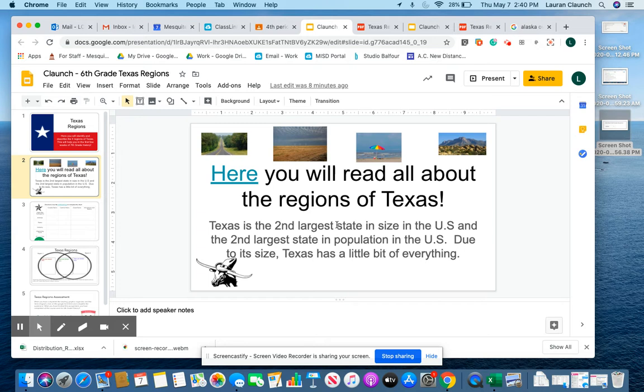So, due to the size of Texas and how big we are, it means that Texas has a little bit of everything. If you notice up here, I put a couple of pictures of the different regions and what they look like. We have everything from green forest, good soil land to very barren, flat, dry desert land. We've got beaches, mountains, deserts, we have everything just because of its size. So they break it down into regions so it's better to understand each and every one.